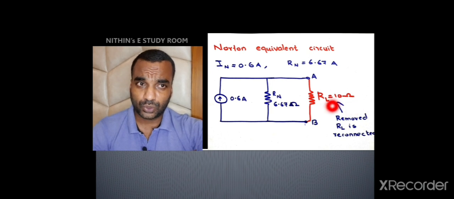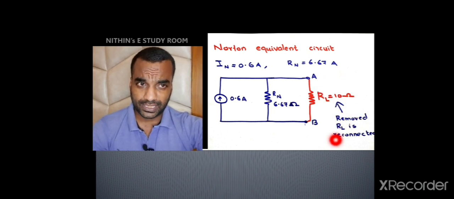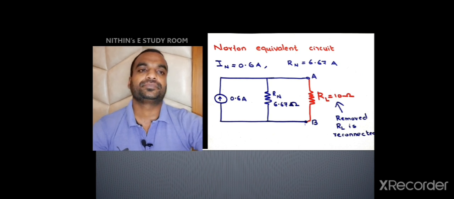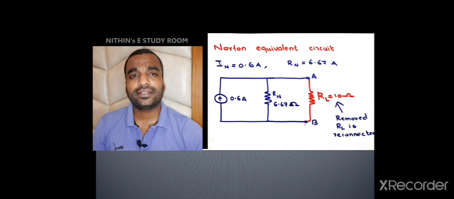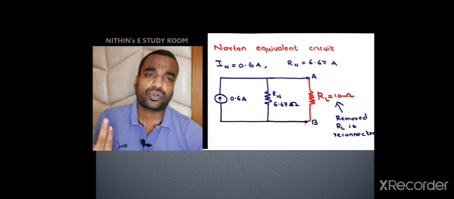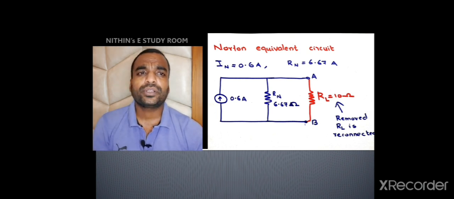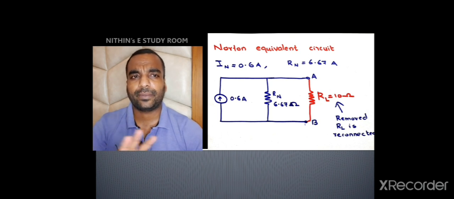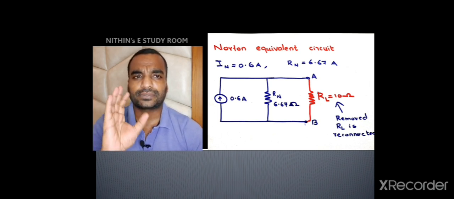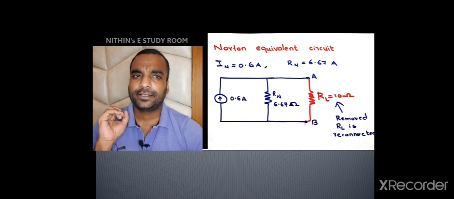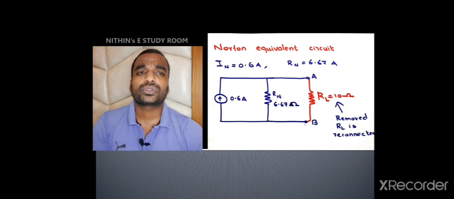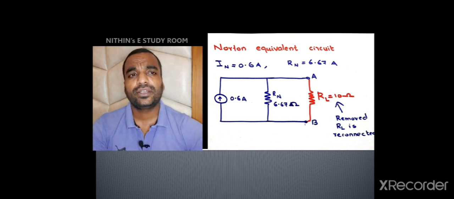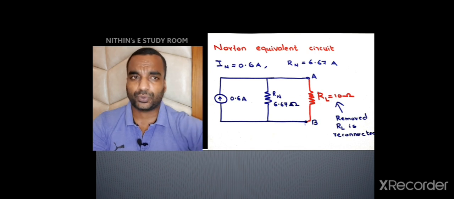So RL is equal to 10 ohm. Removed RL is reconnected. So why you are reconnecting this RL? Then only you can find the current and voltage through that RL. If you are asked to draw just the Norton equivalent circuit, no need to connect this RL back. You have to keep the AB open and you have to represent only Rn and In. But in this question, you are asked to find current through the load and voltage across the load. That's why you connect that RL back to the equivalent circuit.